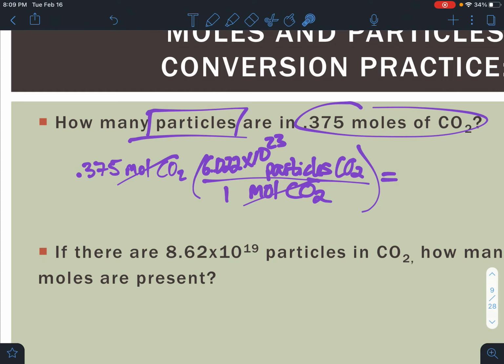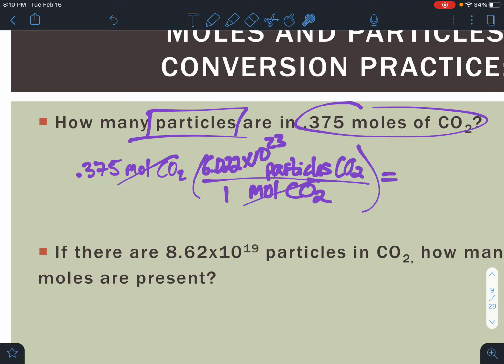Now, when you solve using this factor label method or dimensional analysis, you always want to multiply things in the numerator by each other and then divide by the things in the denominator. What's easy about this one is that we only have a 1 in the denominator, and anything divided by 1 is itself. So that makes this calculation a bit easy. So we're going to end up doing 0.375 times 6.022 times 10 to the 23rd. So plug this in your calculator with me.